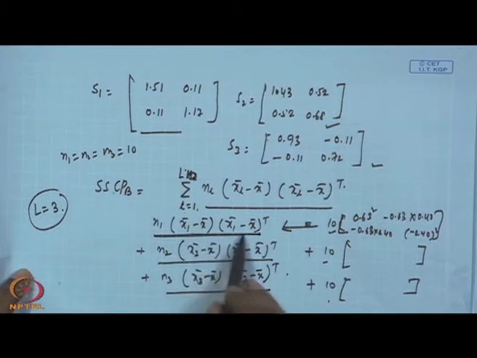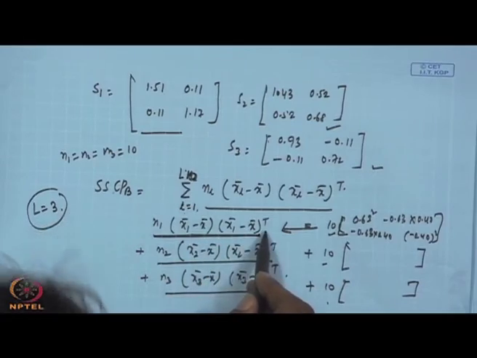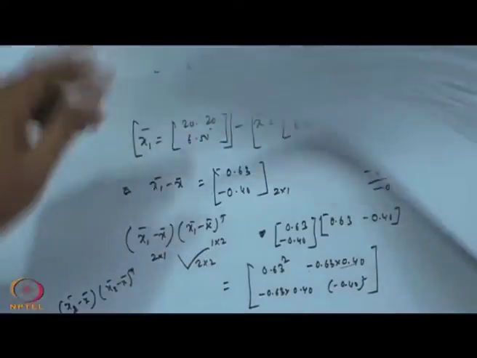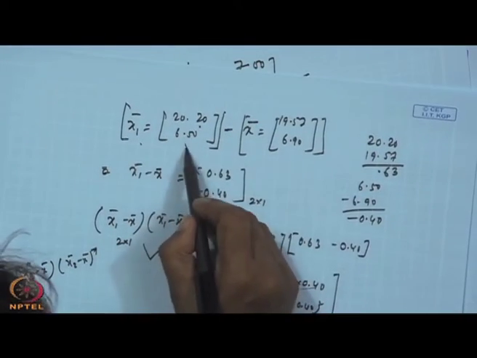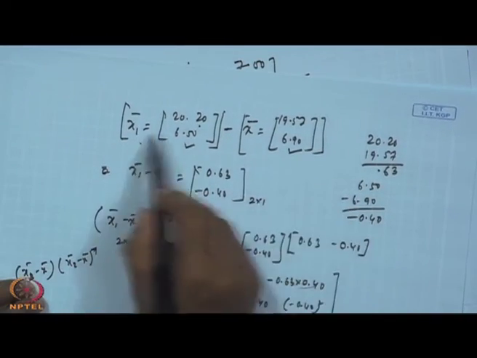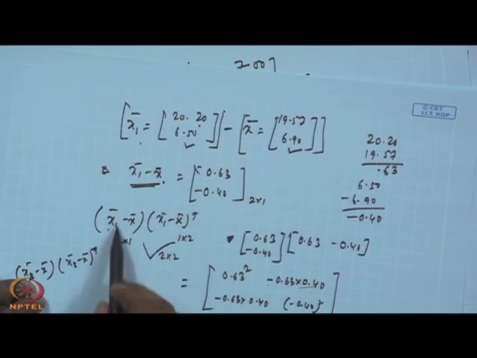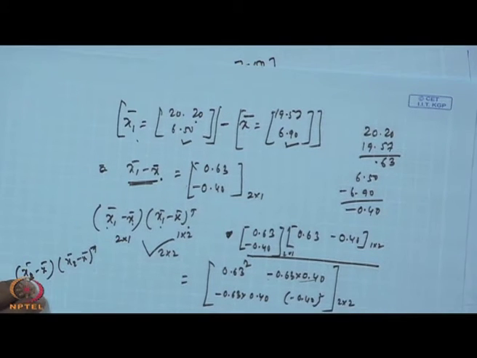Then you are computing this. How do you compute x1 bar minus x bar times x1 bar minus x bar transpose? That one computation formulation I have shown you. First, your x1 bar is this, x2 bar is this, and the difference will give you x1 bar minus x bar. Then x1 bar minus x bar and its transpose, this is what you have written. It is a 2 cross 1 matrix and this is a 1 cross 2 matrix, so you will be getting a resultant 2 cross 2 matrix.